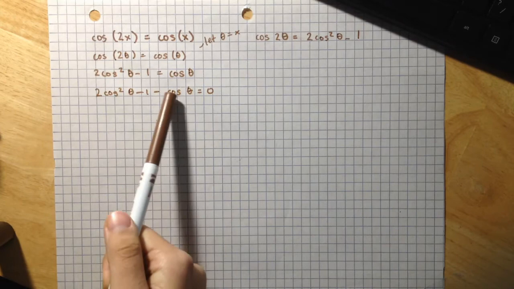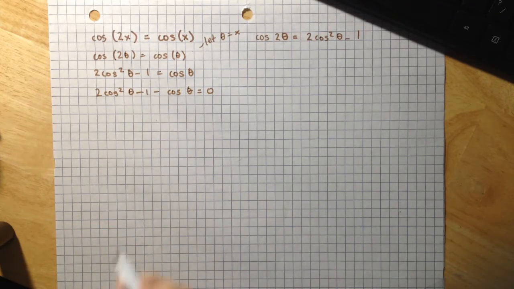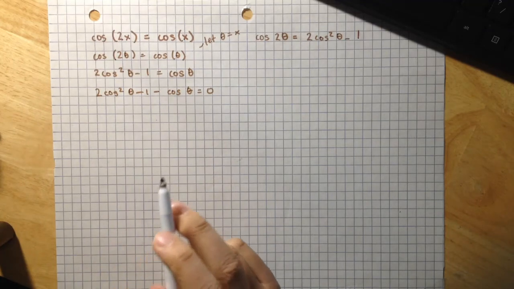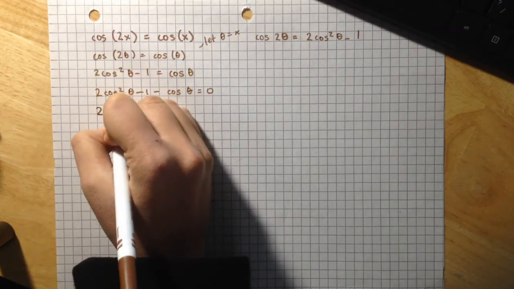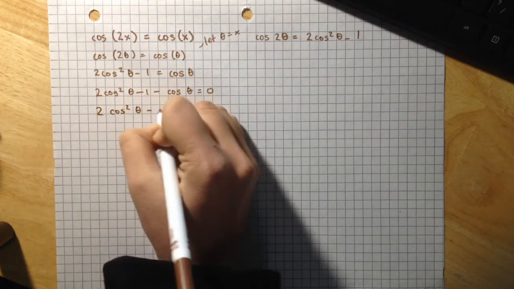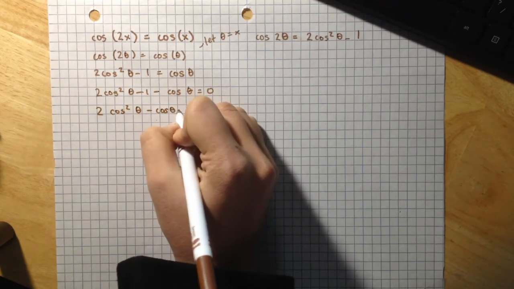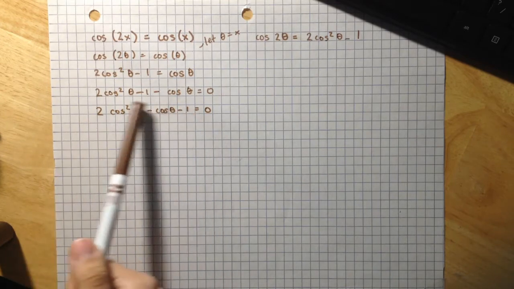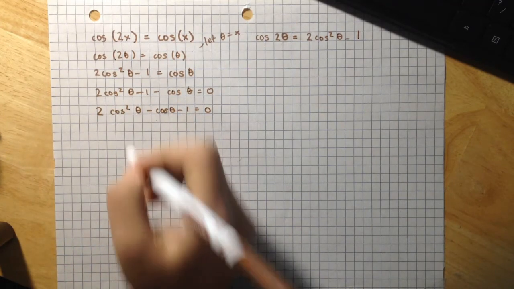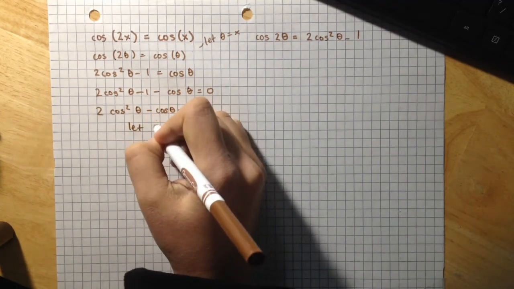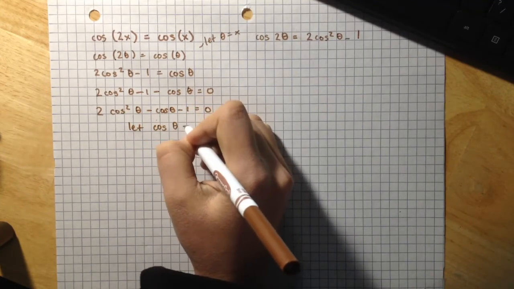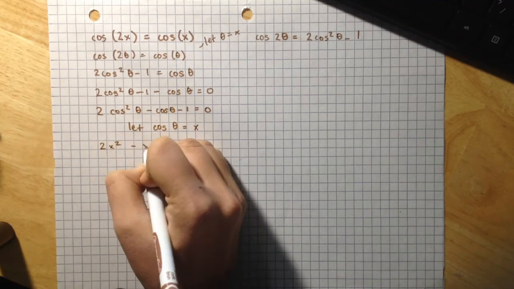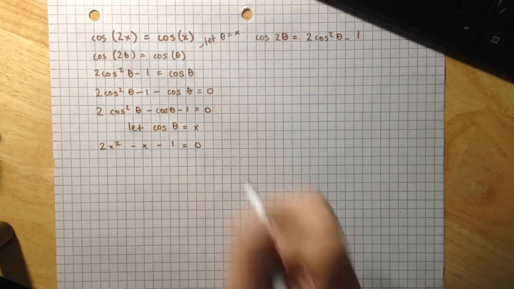So I'm going to rearrange the terms in this by putting the cosine theta in front of the negative 1. So 2 cosine squared theta minus cosine theta minus 1 equals 0. And this is a quadratic function in disguise. So if we let cosine theta equal x, we get 2x squared minus x minus 1 equaling 0.